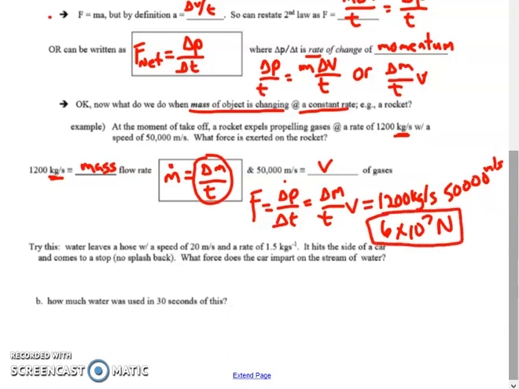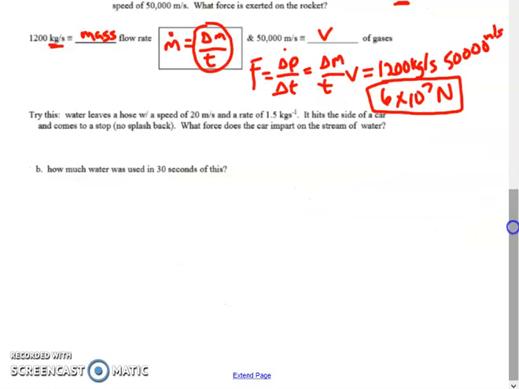Okay, so look at that problem carefully. Look at all the little details there, especially this idea of mass flow rate. Make sure you understand it, and if you don't, come in with questions. All right, so I'd like you to try this on your own. We have water leaving a hose with a speed of 20 meters per second at a rate of 1.5 kilograms per second. It hits the side of a car and comes to a stop. Let's assume no splashback. What force did the car impart on the stream of water?